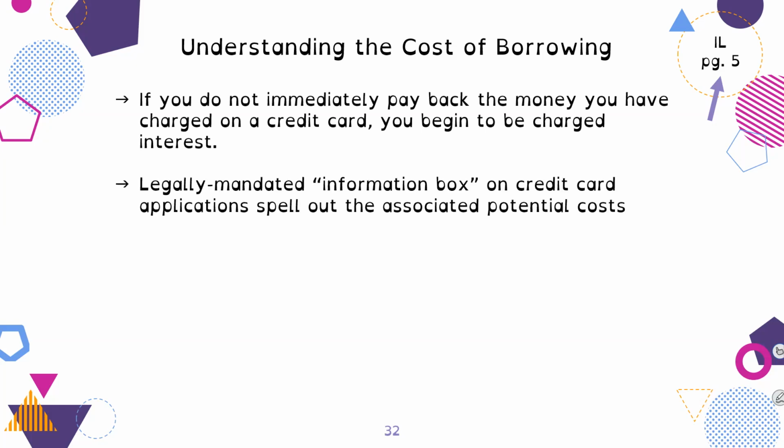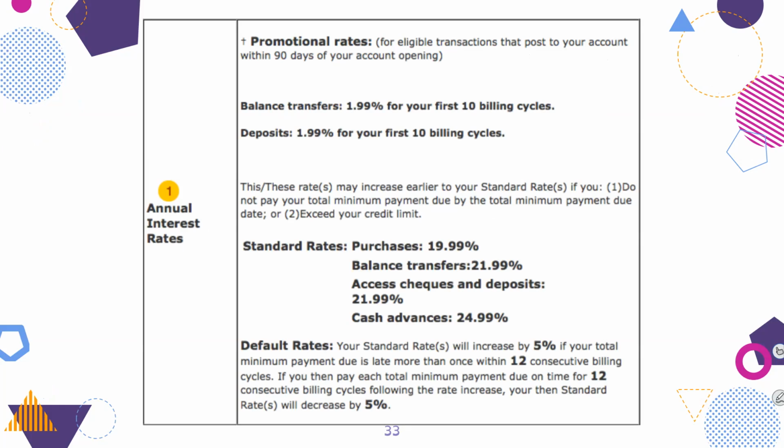On your credit card application, there's a legally mandated information box that spells out exactly how you might be charged money. It's fine print, it's a lot, but I strongly encourage you not to skip reading it, because it's important to understand what it is you're getting yourself into. So here's an example of one application that has some of the fine print. It isn't necessarily going to be exactly the same as this, but it probably is something similar for various credit card companies in Canada. So it talks about the annual interest rates.